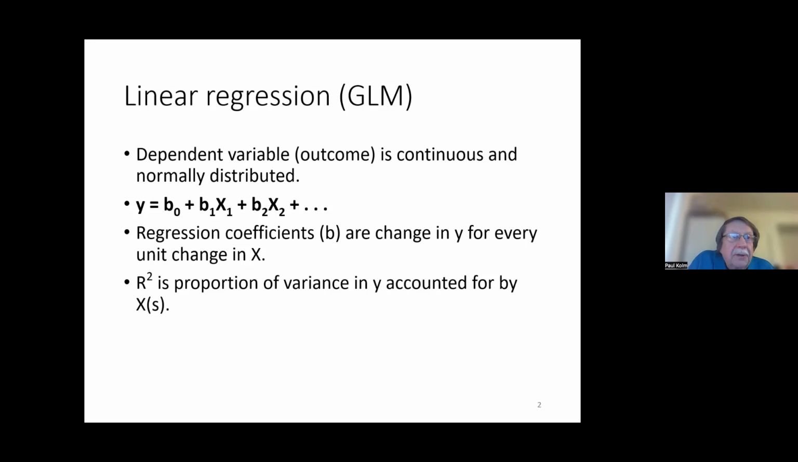And we talked about in linear regression, particularly in looking at predictive models, that the R squared is really our important statistic to look at because it represents the proportion of variance in the dependent variable that's accounted for by the independent variable or variables.